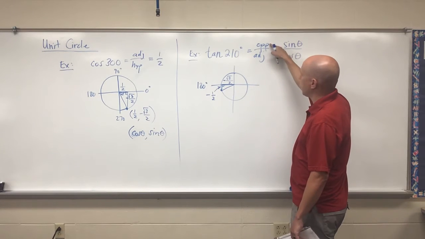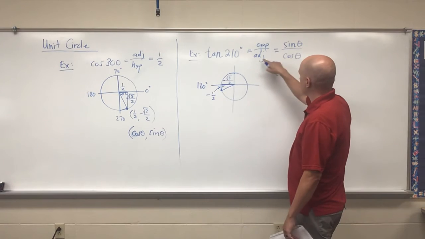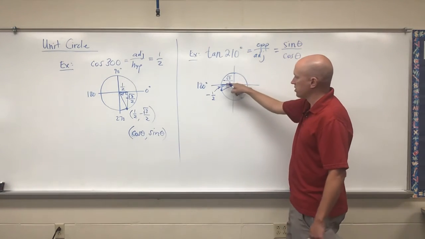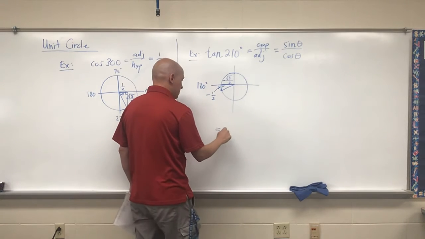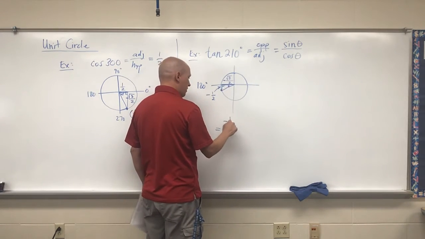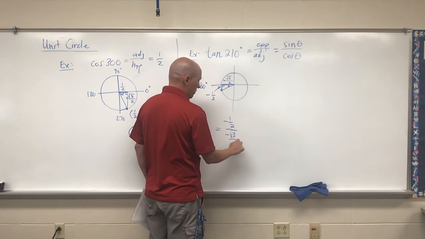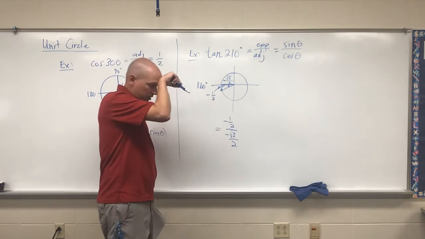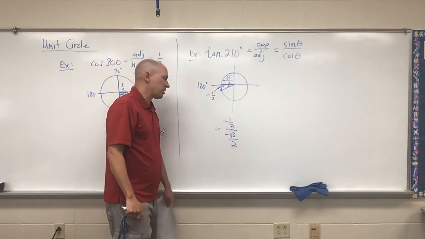Because sine's always going to be the opposite side, which is this y value. And adjacent is always going to be cosine, which is this value. So in order to figure out tangent, here's my angle right here. It's going to be opposite, which is negative 1/2, over the adjacent, which is negative root 3 over 2. Obviously we're not going to leave our answer like that. That's not cool because that's a complex fraction.